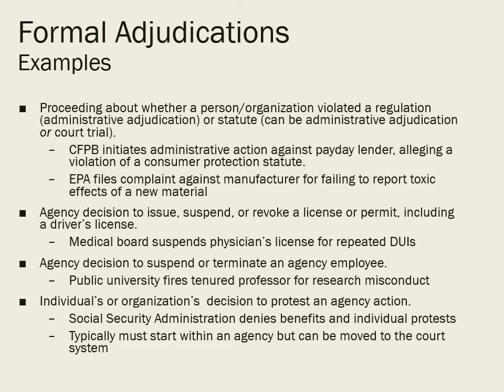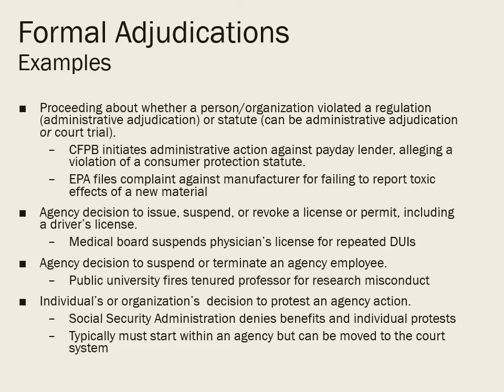Another example would be an agency's decision to issue, suspend, or revoke some type of license or permit. And that can include a driver's license, a license to practice medicine or law, a permit to discharge waste, etc. If an agency suspends or fires an employee, that employee has a right to object, in which case the matter turns into a formal adjudication. That's another example.